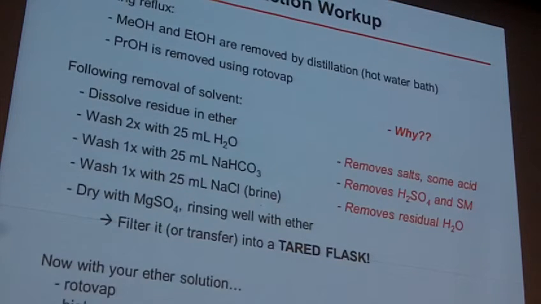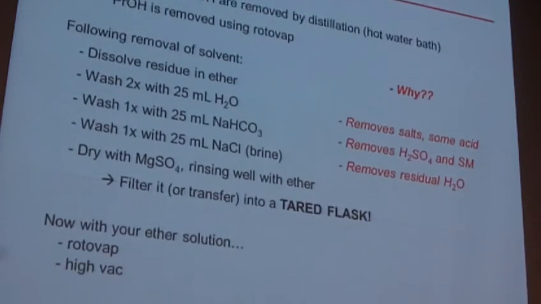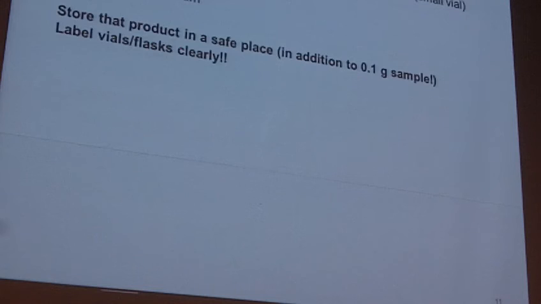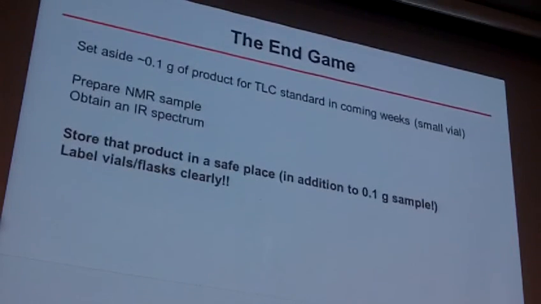All right, now with your ether solution, you want to rotovap it. You're all pros at rotovap now. You want to put it on the high vac. You're all pros at the high vac now, and then you want to get set up for an NMR. Last little things you do with your residue: you have it in a tared flask already, so all you have to do is make sure it's all dried off after the rotovap, and if it hasn't dried off sitting on the high vac, make sure it does. Put it on the balance, voila, you've got your yield. From that, you want to remove about 100 milligrams or so for a TLC standard next week.